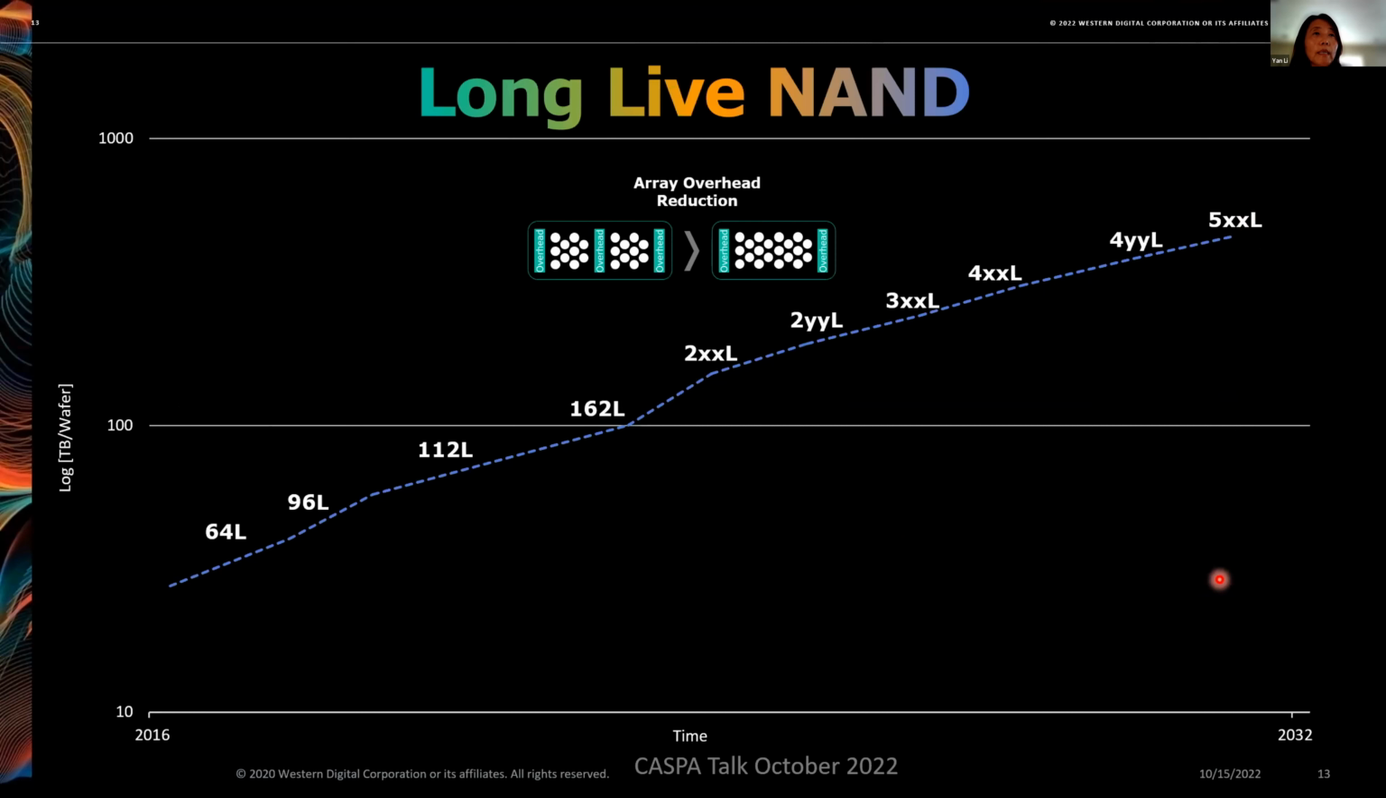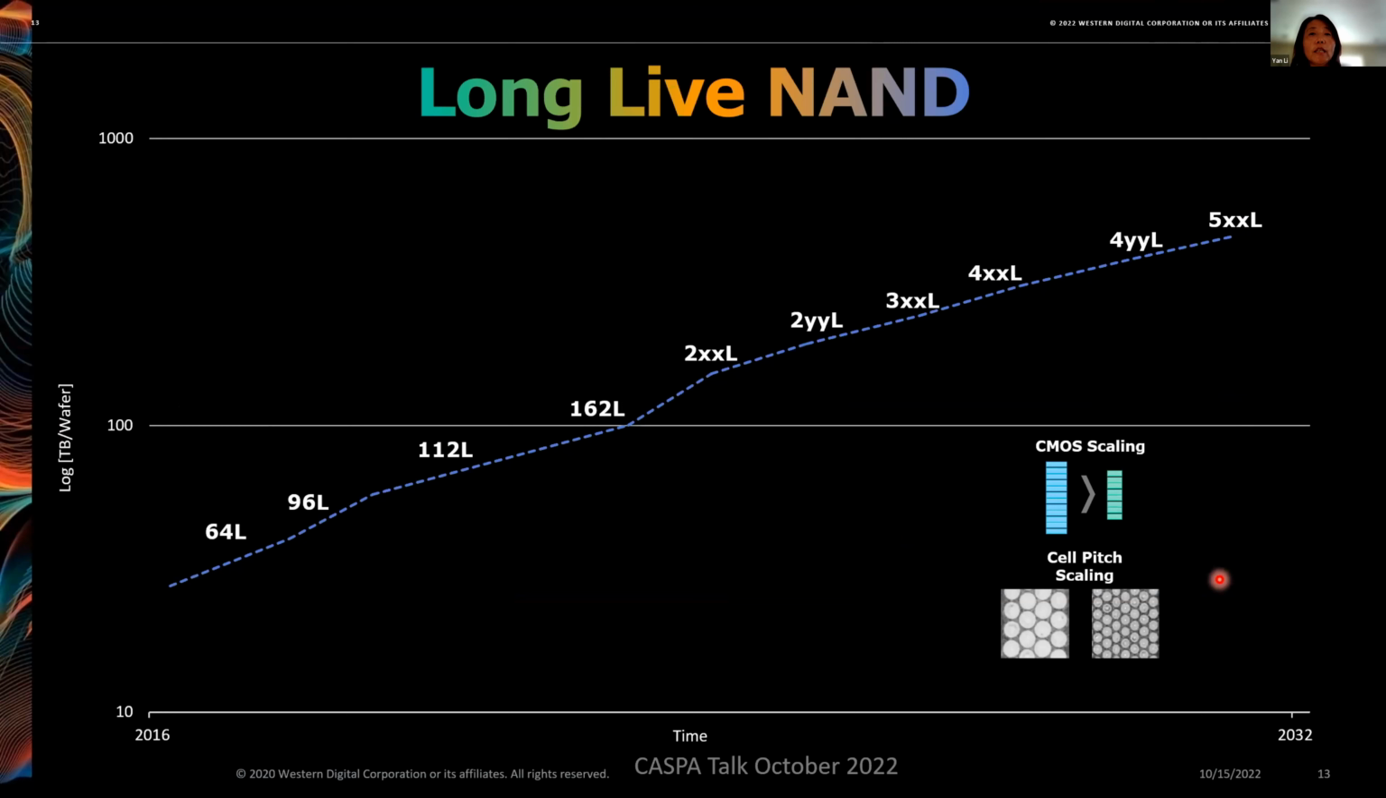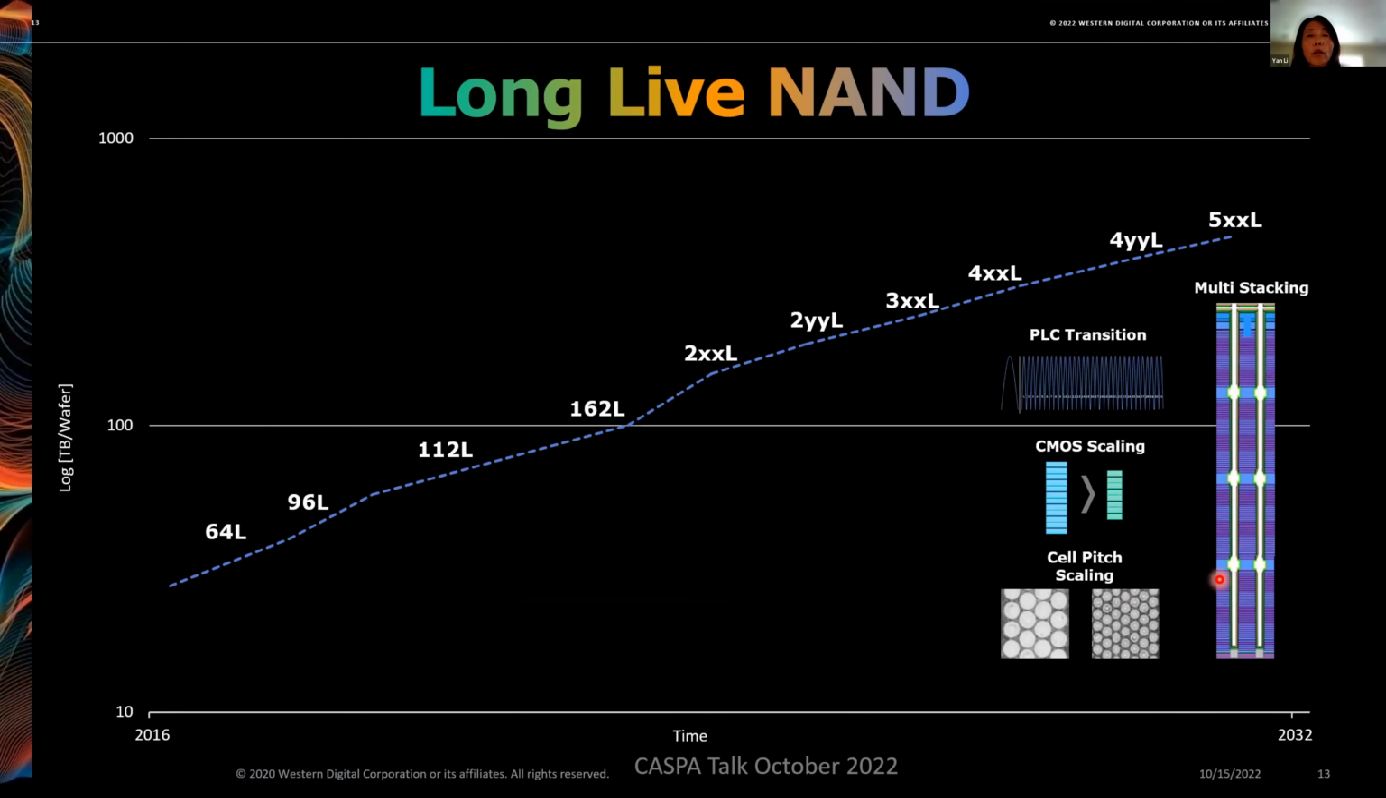So we grow, with many architecture changes and logical and physical scaling. There are many factors, but the good news is NAND is continuously scaling.